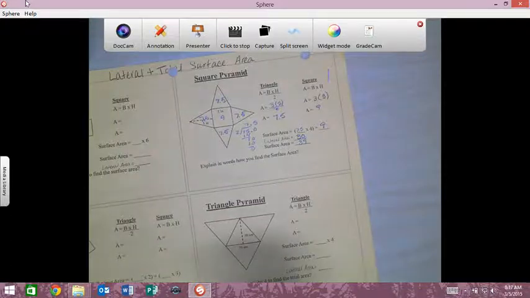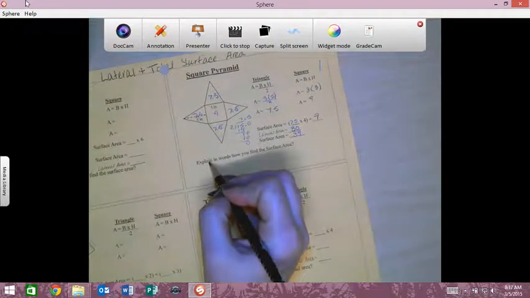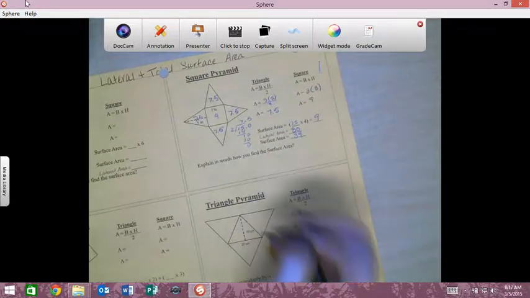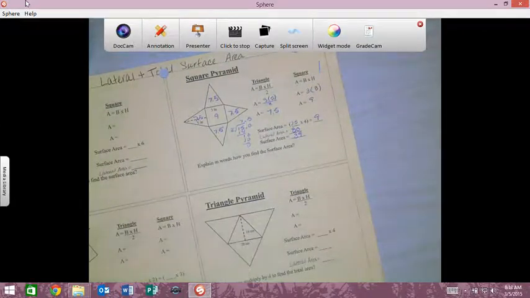So right here, all it does is say, explain in words how you find the surface area. So in a couple of quick sentences, what did you do? We found the area of one triangle and then multiplied it by 4, because we have 4 faces. Then we found the area of our base, which was a square, and then we added all of those together. Okay, so that's all it's asking you to do, is just write it out in words. Working on that writing.